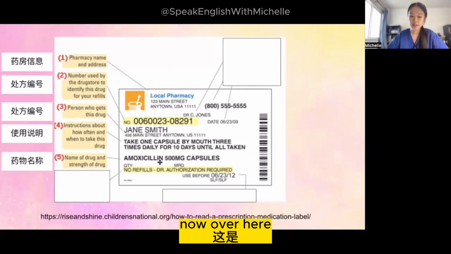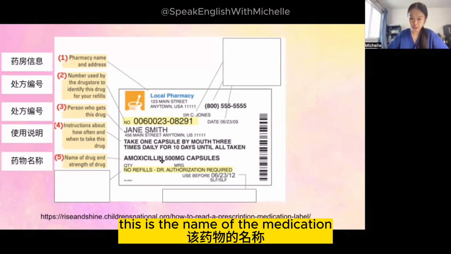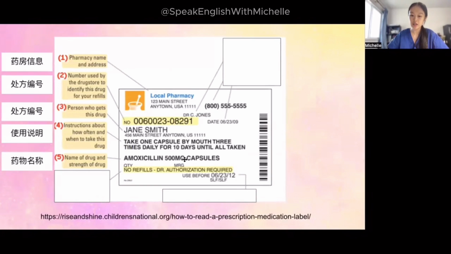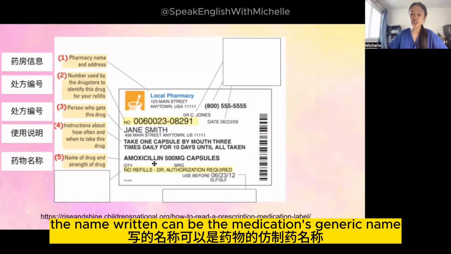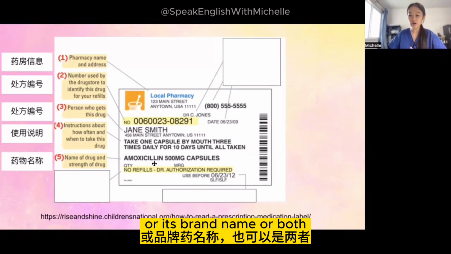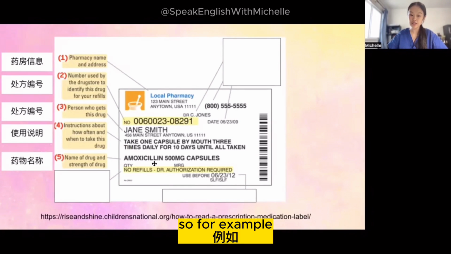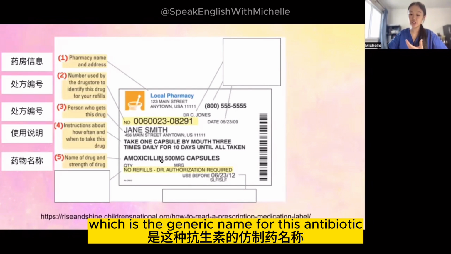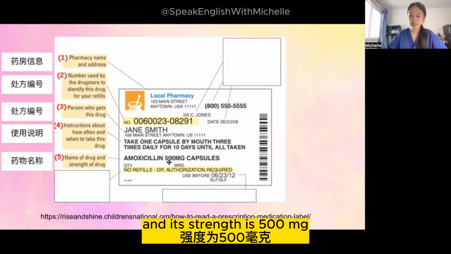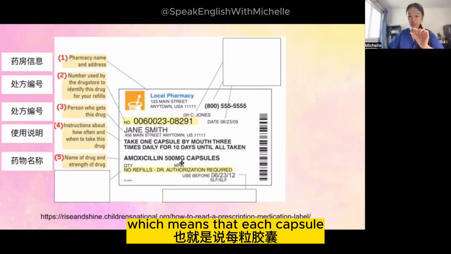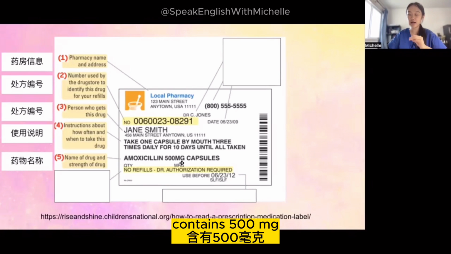Now, over here, this is the name of the medication and its strength. The name written can be the medication's generic name or its brand name or both. So for example, this medication is amoxicillin, which is the generic name for this antibiotic, and its strength is 500 mg, which means that each capsule contains 500 mg of amoxicillin.